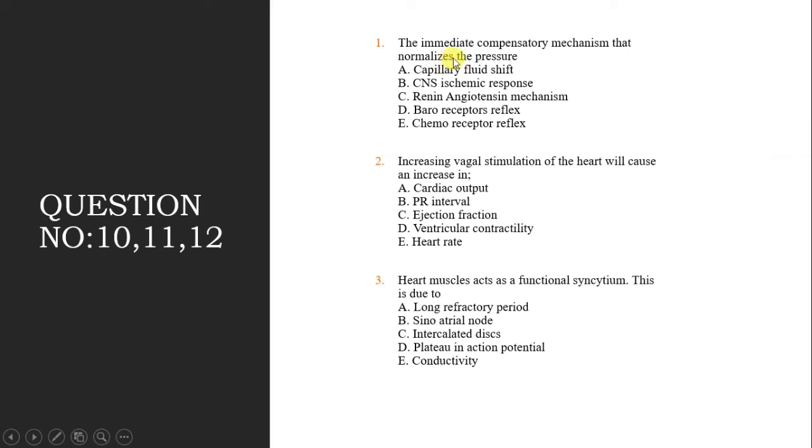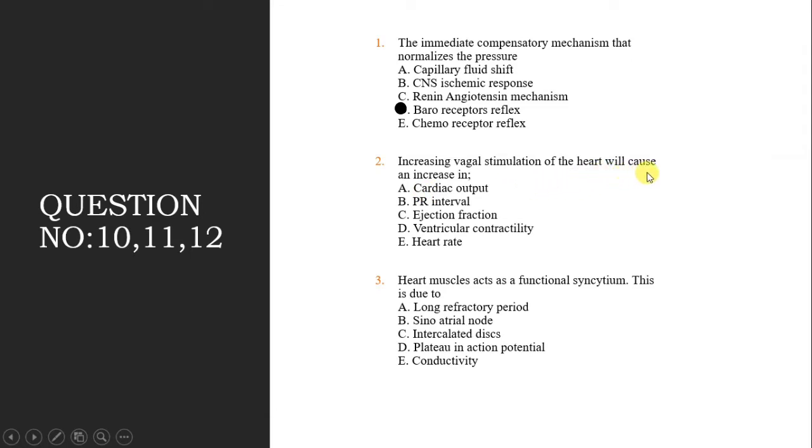Question number 10 says: the immediate compensatory mechanism that normalizes the pressure: capillary fluid shift, CNS ischemic response, renin-angiotensin mechanism, baroreceptor reflex, chemoreceptor reflex. So the baroreceptor reflex is the immediate compensatory mechanism that normalizes the pressure, because although the CNS ischemic response is one of them, the baroreceptor reflex is a neural control of the blood pressure. While capillary fluid shift is intermediate, and renin-angiotensin is the long-term compensatory mechanism.